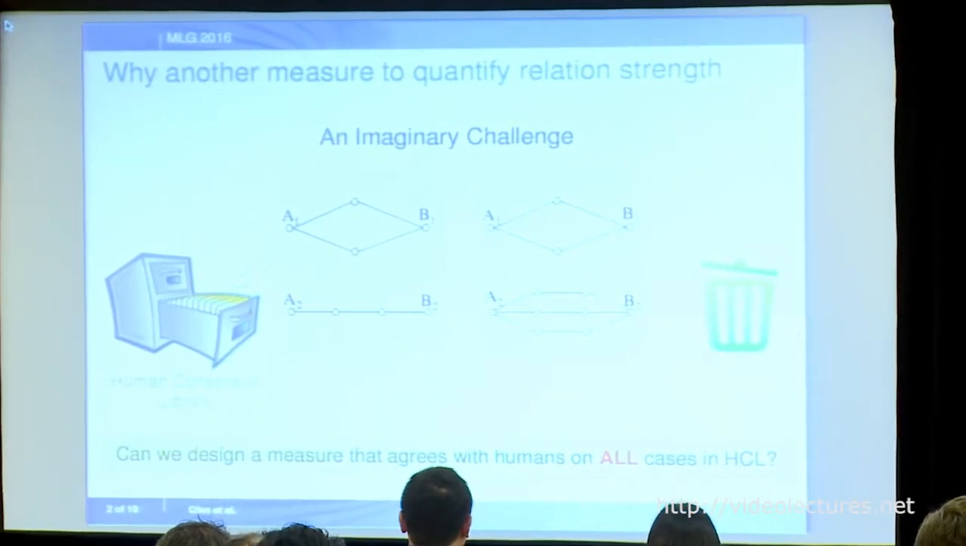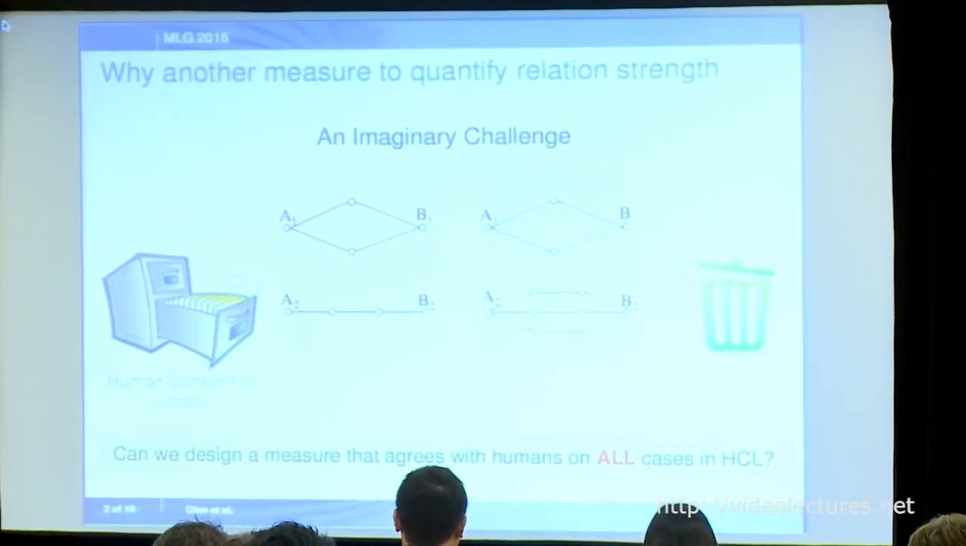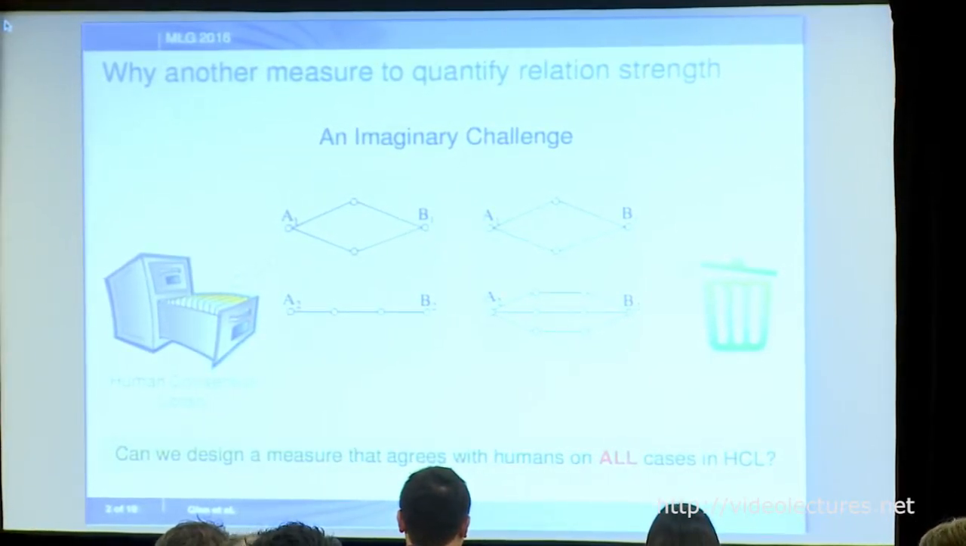Now, quantifying relation strength is fundamental, is important, but there's already PageRank, CAS, and many other methods. Why do we need another way to do this? So let me try to motivate this work with an imaginary challenge.